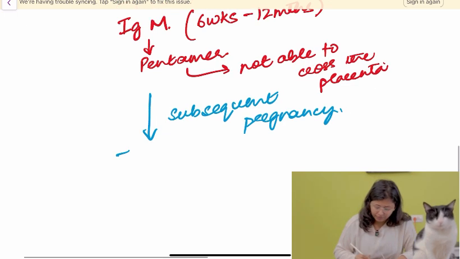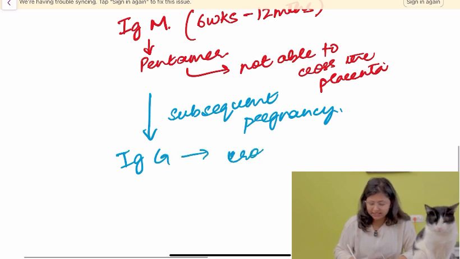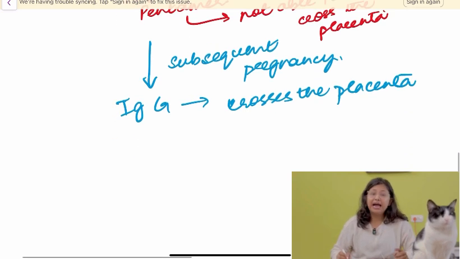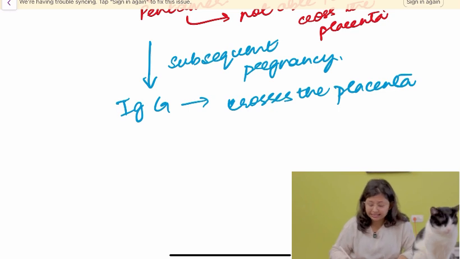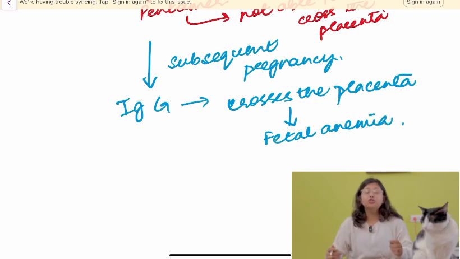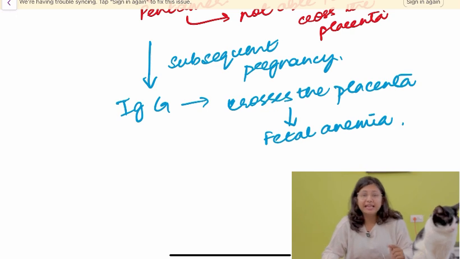And this time, the immunoglobulin will be IgG, which crosses the placenta. So this is going to cross the placenta and it is going to destroy the fetal RBCs, and this is going to cause fetal anemia. So this is the problem that is happening in Rh negative mothers, right? So what can we do to prevent it?